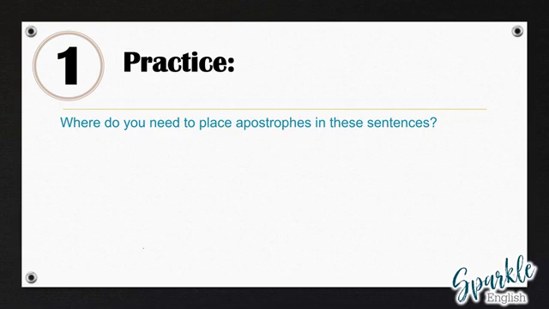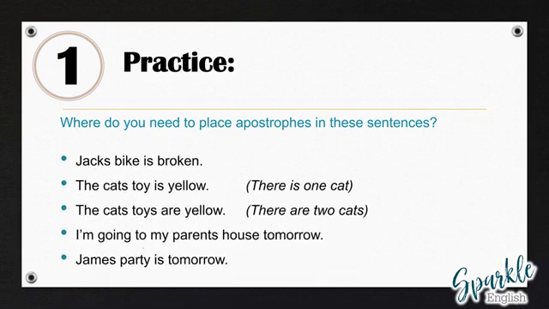Where do you need to place apostrophes in these sentences? So if I were you, I'd pause the video and maybe just take a few seconds to write down your answers or just to think about them in your head before you continue. So we've got: Jack's bike is broken. The cat's toy is yellow. And there's one cat for this. The second sentence: the cat's toys are yellow.